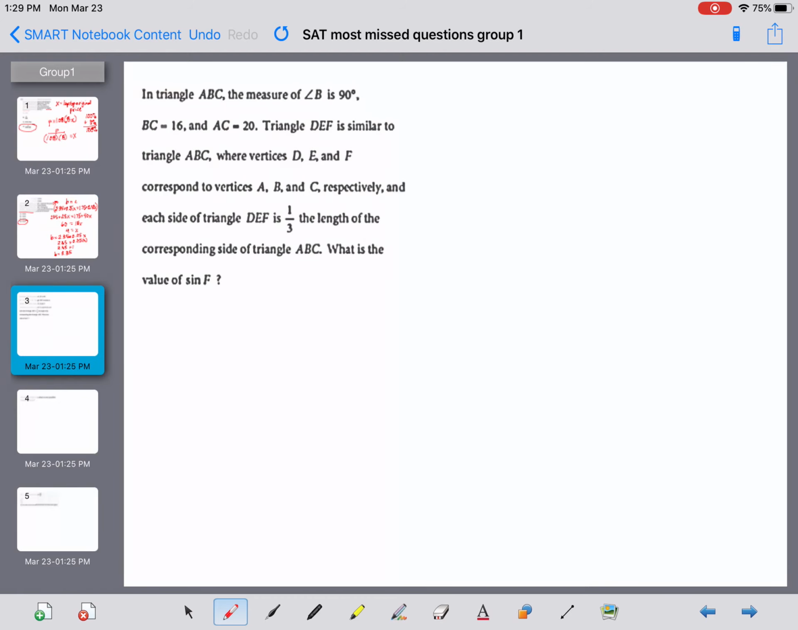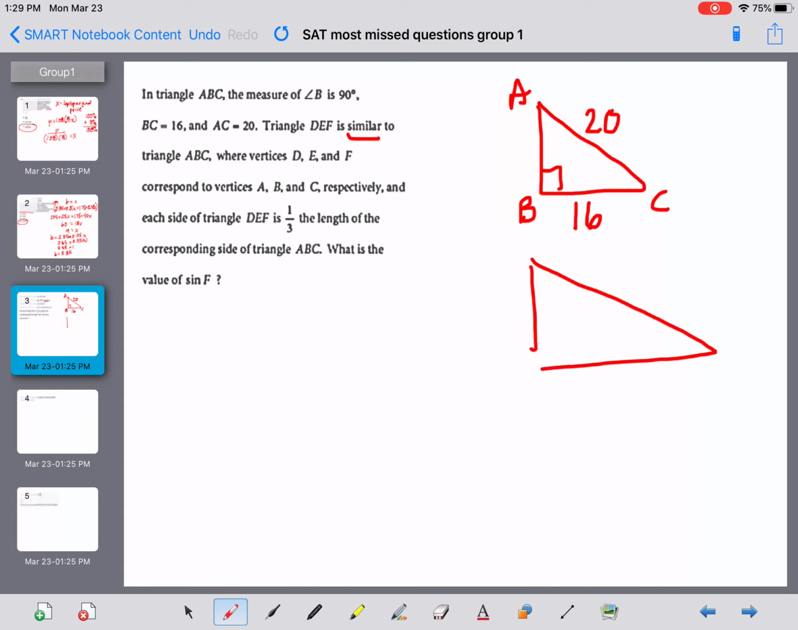Moving on to the third question here. I have triangle ABC and the measure of B is 90. So I'm just going to draw myself a quick picture to kind of organize, put my A and my C here. It tells me BC is 16, that's one of the legs. AC is 20, that is the hypotenuse. And it says I have triangle DEF, which is similar. Remember, with similar triangles, they have congruent angles. So again, I'm going to have that 90 and similar sides or proportional sides. So DEF corresponds with ABC respectively.